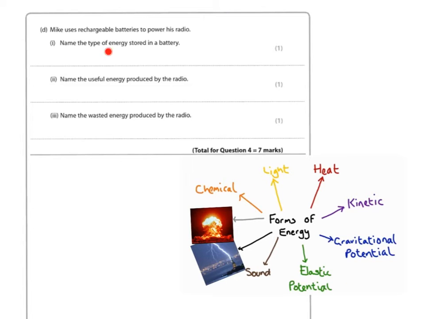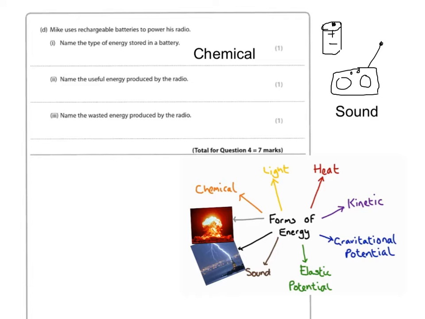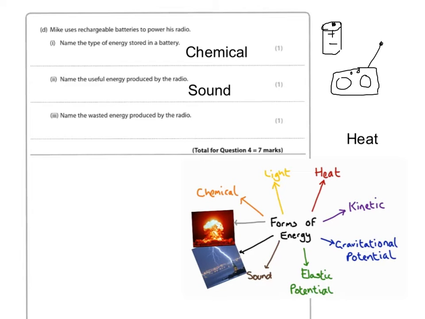Now these questions are very similar. In a battery we have stored chemical energy. The point of a radio is that it produces sound energy from the chemically stored energy. And almost all electrical devices produce waste heat energy. That can be TVs, computers, washing machines, radios, microwaves, whatever.